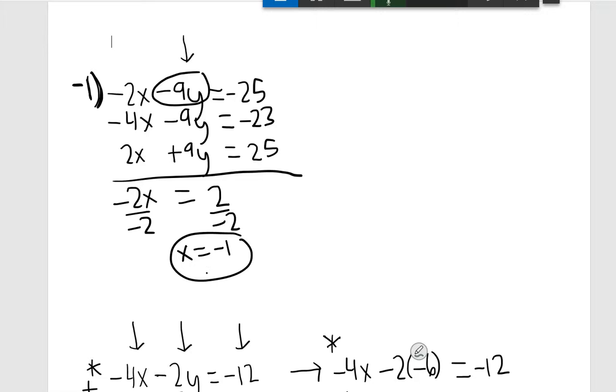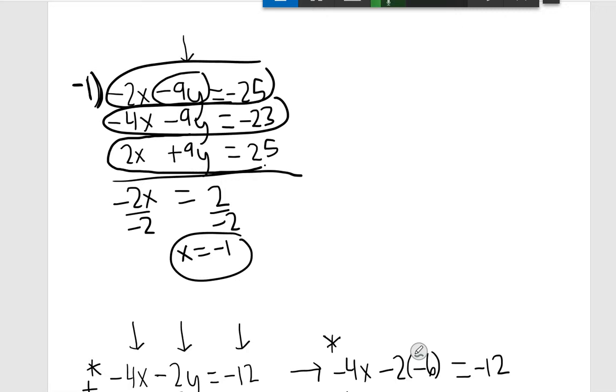Okay, now once we know what our x is, we can use substitution to figure out what our y is. We can go back to our original first equation, or we can go back to our second equation, or we can go back to our new equation to do our substitution. So pick whatever one you think is going to be the easiest. I'm just going to pick the new first equation.